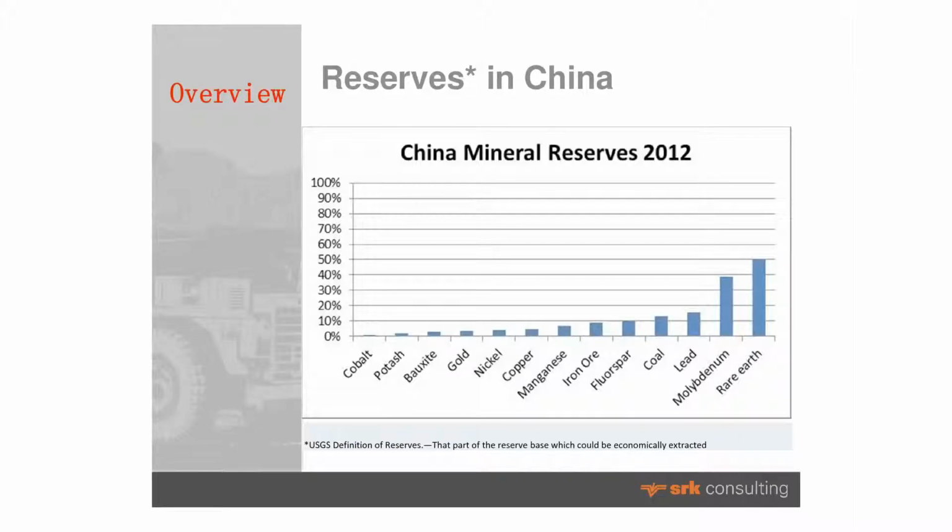This graph just gives you an example of the reserves we have now in China. If you look backwards there, you'll see we have over 50% of the rare earths reserve worldwide. Then we have moly, around 40%. Lead, coal, and fluorspar are all above 10%. That's really huge there as well.